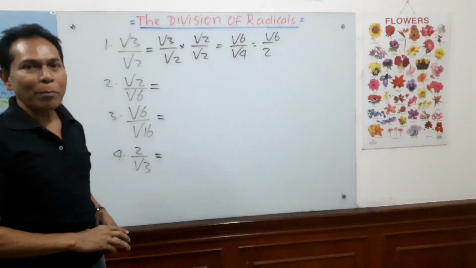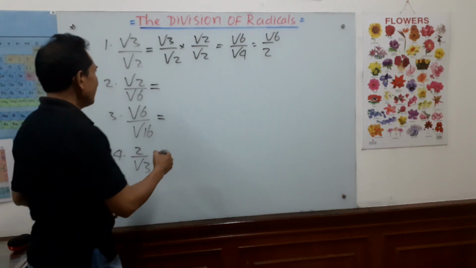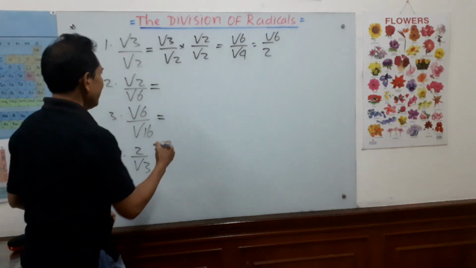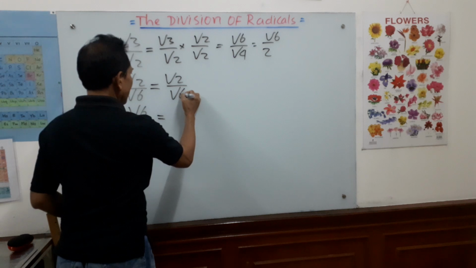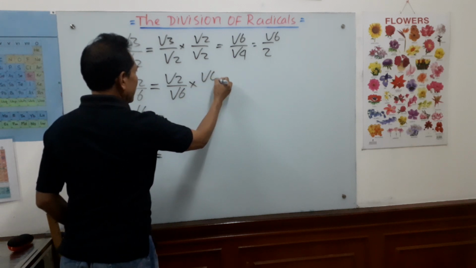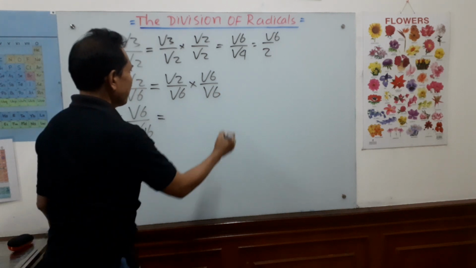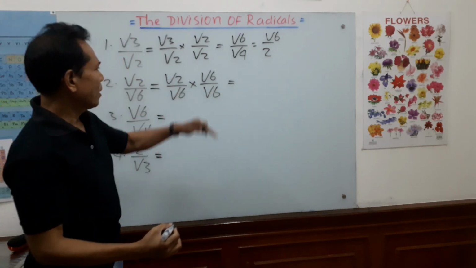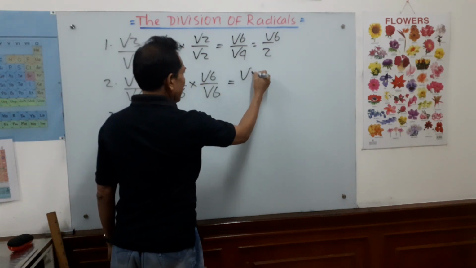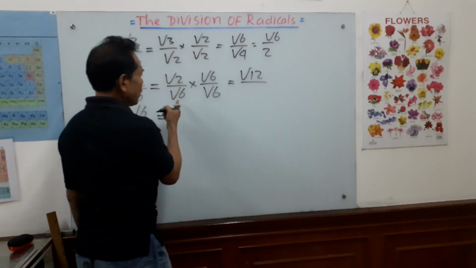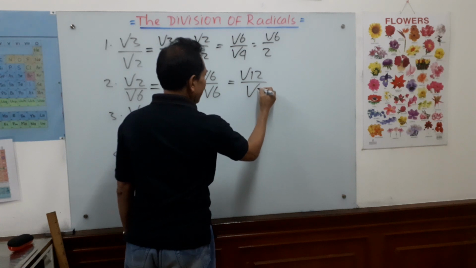Now, let's look at number 2, okay? Square root 2 over square root 6. Again, we rationalize the denominator, okay? So we bring here square root 2 over square root 6 times square root 6 over square root 6, okay? Then we can cross multiply straight away. So we have square root 2 times square root 6 is square root 12 over square root 6 times square root 6 is square root 36.